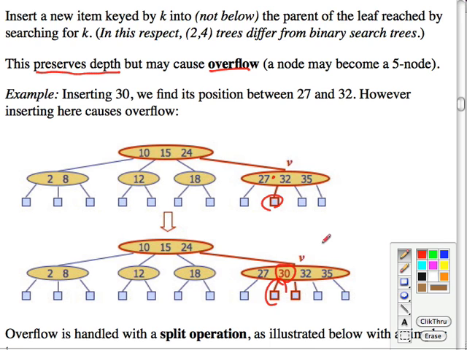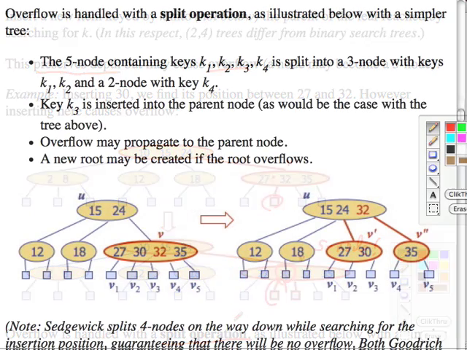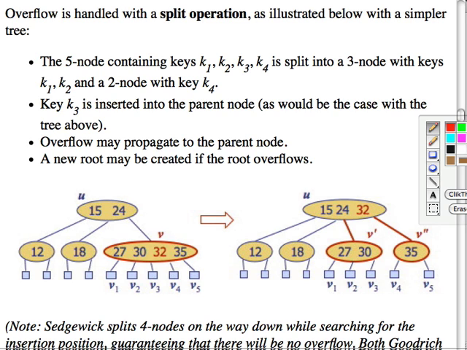But now this is a 5 node. It's got 4 keys and 5 children. And that violates the property of the 2-4 trees that they have to be 2, 3, or 4 nodes. So we're going to handle that with a split operation. So overflow is handled with a split operation.